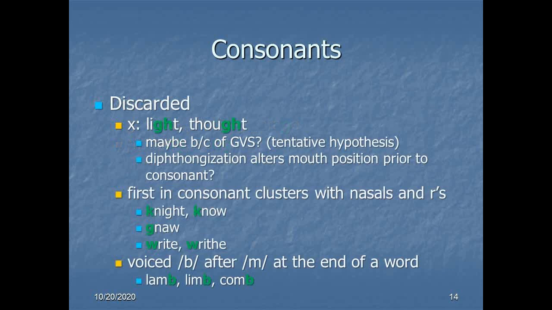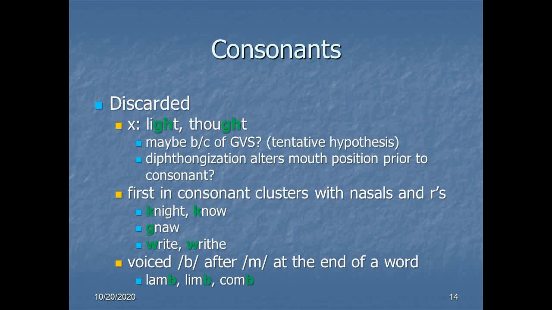But we didn't just gain consonants, we also cut a lot out, and we cut out much more than we gained. One thing we lost was the vocalization of the GH when it follows a vowel. Licht, as Chaucer would have said, we now say light. And rather than saying thocht, as Chaucer would have said, we now say thought.